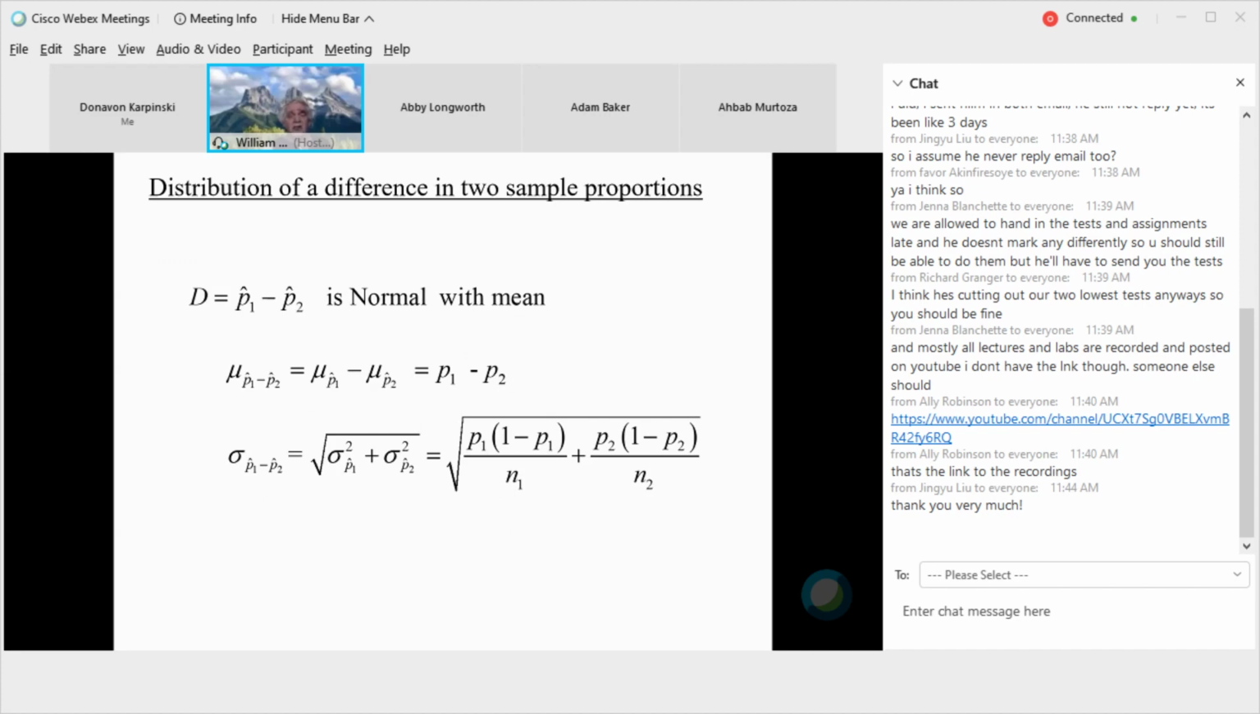The distribution of a difference in two sample proportions. P1 hat minus P2 hat are the two sample proportions. The mean is equal to P1 minus P2. The standard deviation is the square root of P1 times 1 minus P1 over N1, plus P2 times 1 minus P2 over N2.